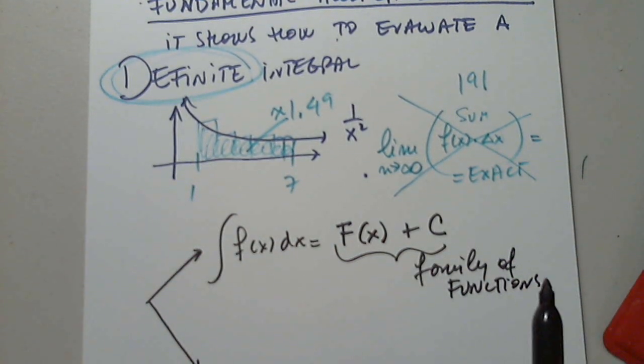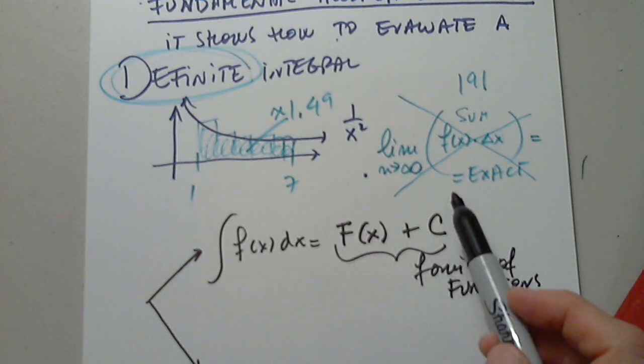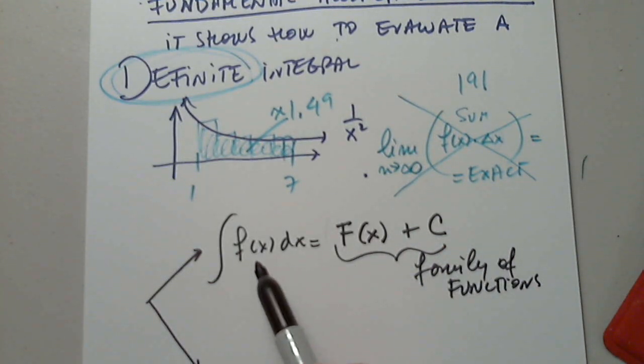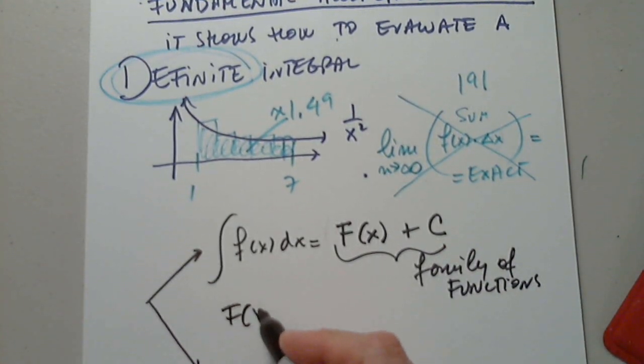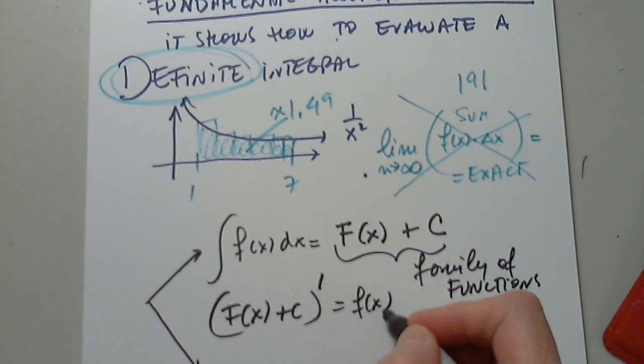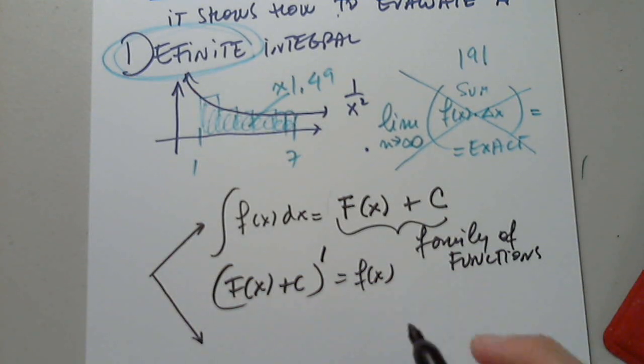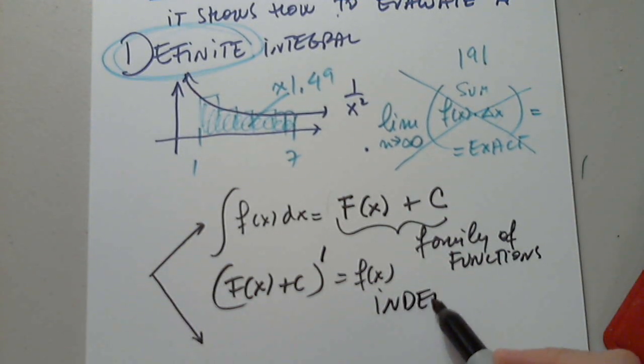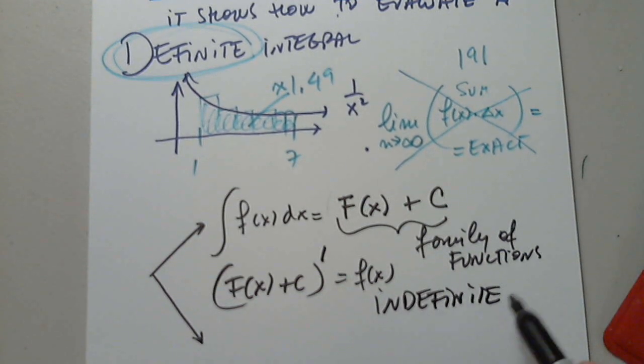Which I can easily check. If I differentiate this, I should get that. And I'm going to write that. F of x plus c, prime, has to give us f of x. This is the indefinite integral.